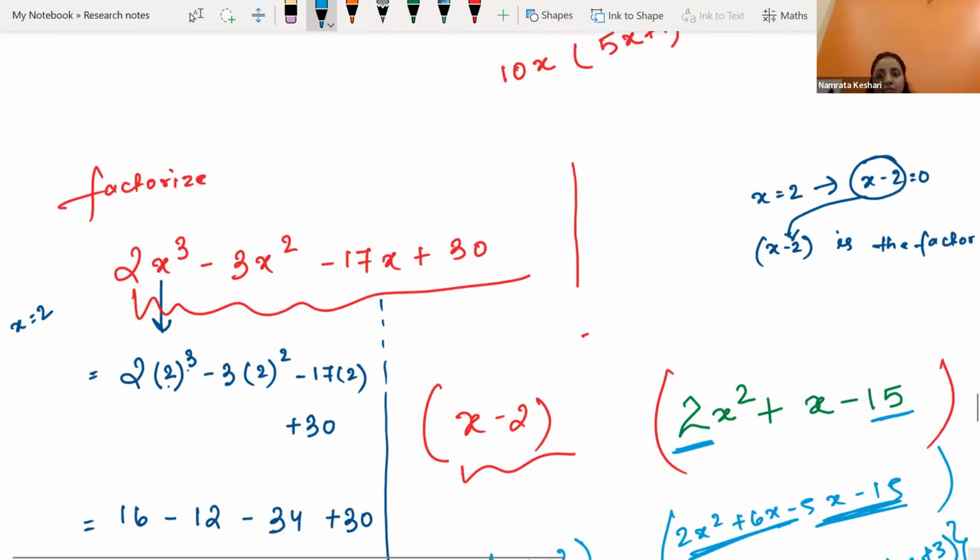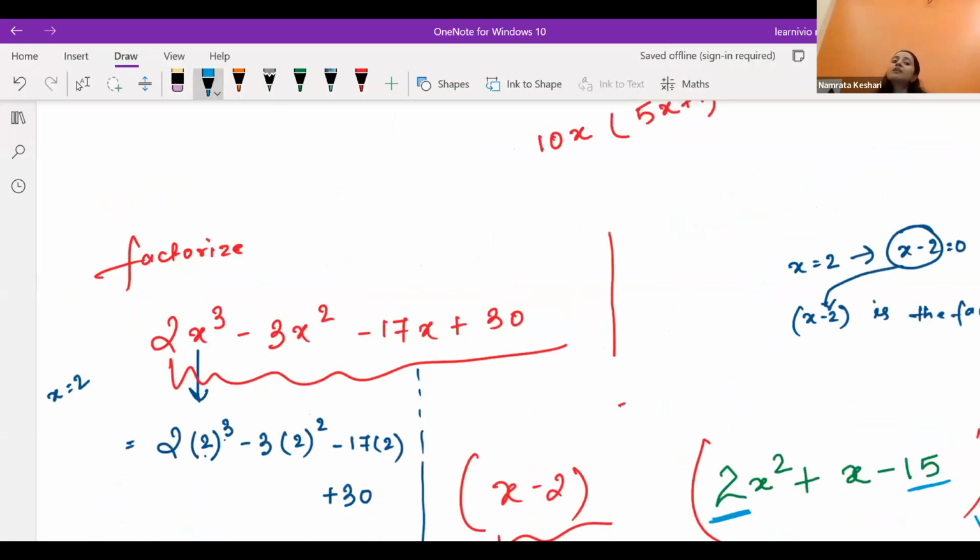Ma'am, was it that tricky? Yes, it was that tricky. Whenever you have a quadratic polynomial, splitting the middle term will work. But whenever you have a cubic polynomial, there is no certain way to do the factorization. One of the ways which may work is the trial and error method. What is the trial and error method?